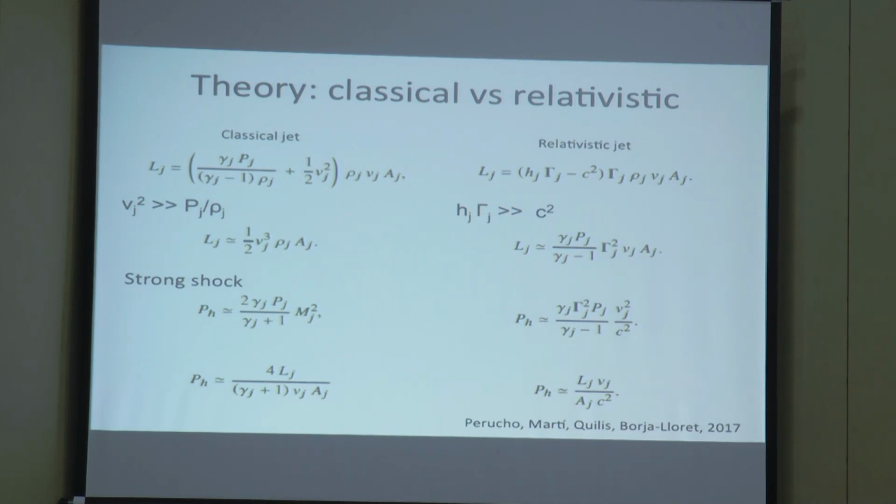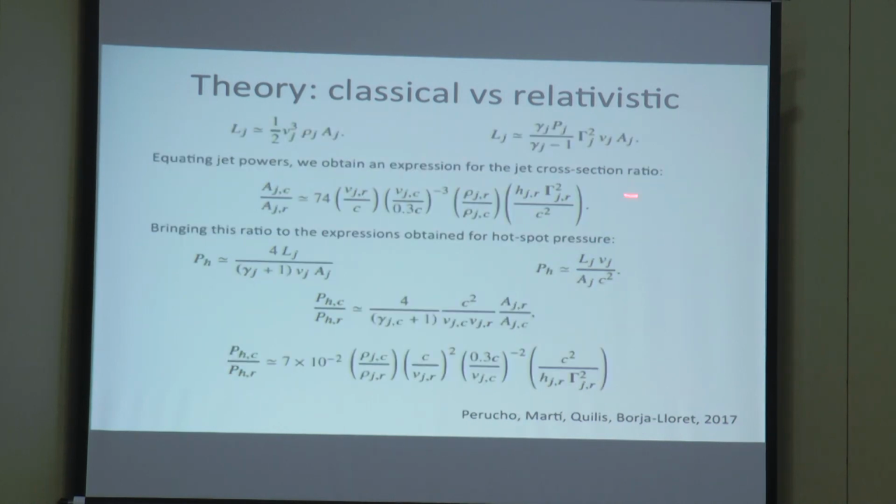Then, at the end of the jet, at the terminal shock, what's the pressure? Well, for the classical jet, in a strong shock, you apply Rankine-Hugoniot conditions, and you get this relation. This is the Mach number. In the relativistic jet, you have this expression from using the same expressions, but for the relativistic case. And you can rewrite this to relate the head pressure with the jet power. In both cases, you can do that. So these are the two relations I ended up with in the previous slide.